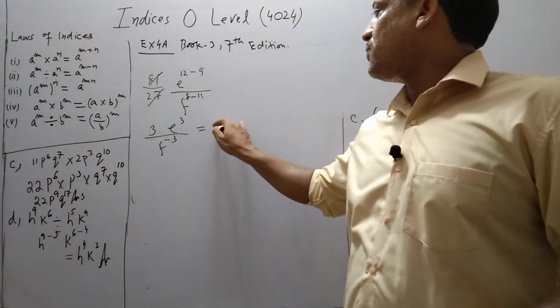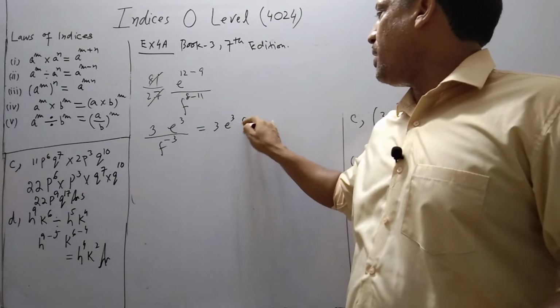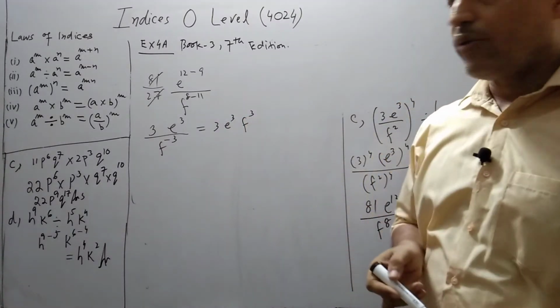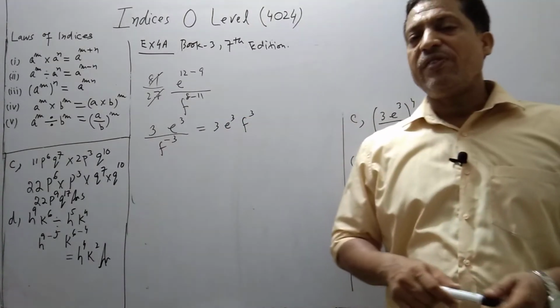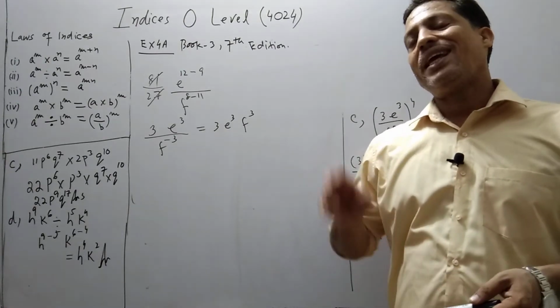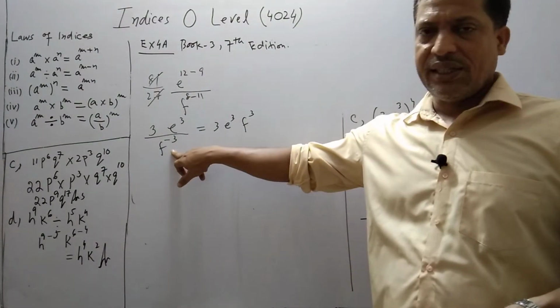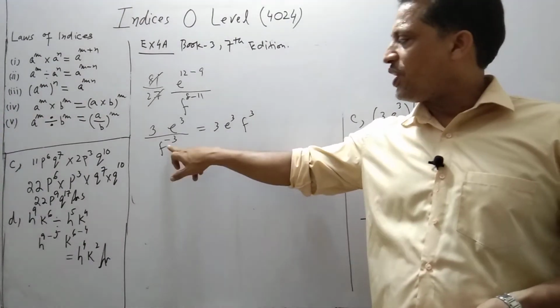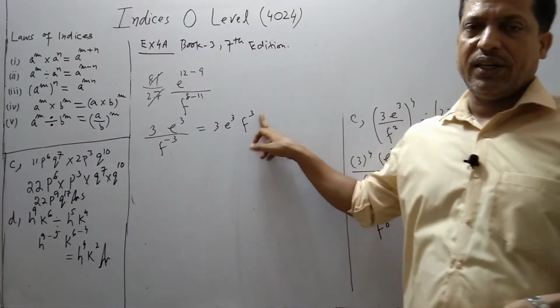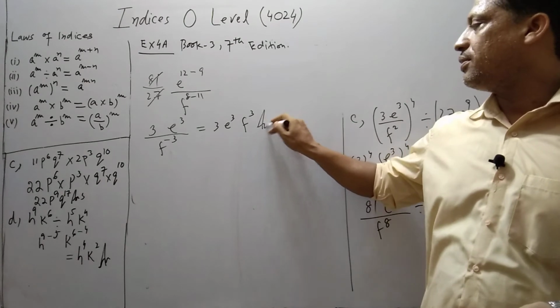So the final answer is 3 e cube f^3, because what I told you, if you see the question, simplify the following, you always give the answer in positive indices. So in this case, the denominator is minus, so we convert this denominator into numerator. So this is our final answer.